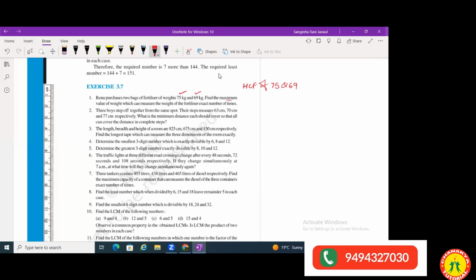Okay, then you will find the HCF of 75 and 69 by whichever method you can. Either you find the factors and take out the highest common factor, or you can find it with that grid form, the division method we have done. Okay, so find the HCF of this. Quickly find.